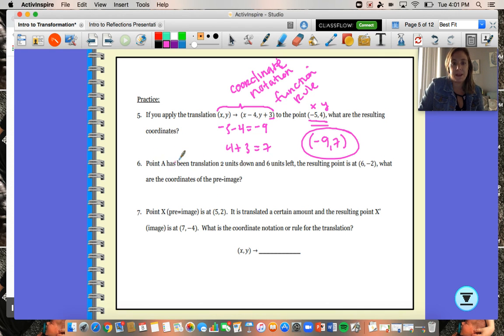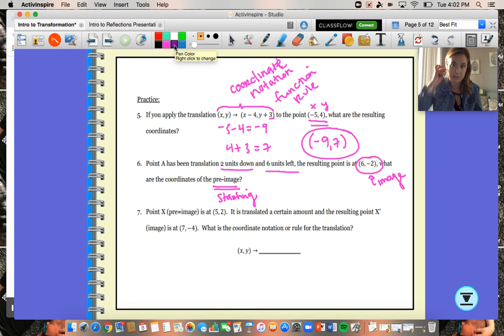The point A has been translated 2 units down and 6 units left. The resulting points, you know, the final point? What are the coordinates of the pre-image? That's a new word. So the pre-image is the one that you're starting with. The image is the one you're ending with. So this is referred to as the image. So you want to be careful there. Pre-image is the starting one. So I want to work backwards. There was one that we just did like this on the school year side, right? So if you went 2 down, so let's write actually the coordinate notation.